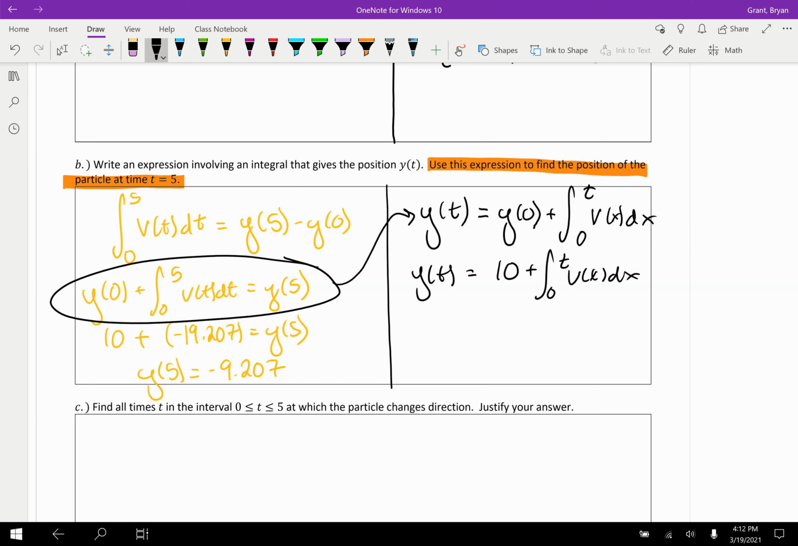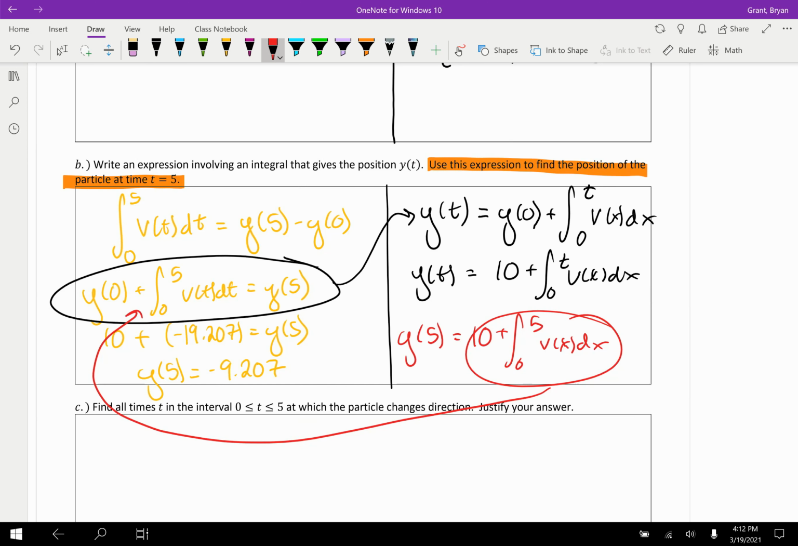And then check it. Does it work? If you wanted to find y of 5 and you replaced every t in this equation with 5, would that find the correct answer? Well, certainly. That is exactly what we did over here.